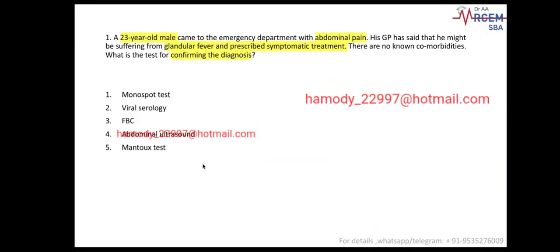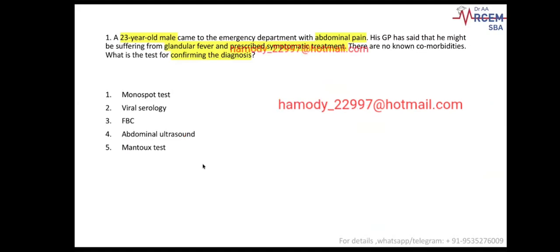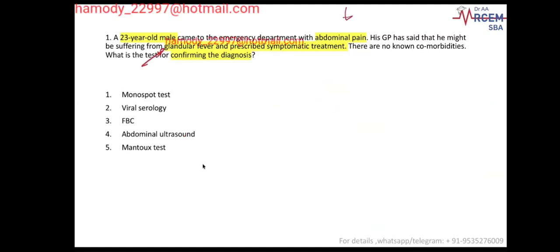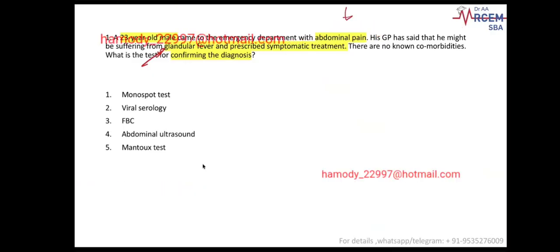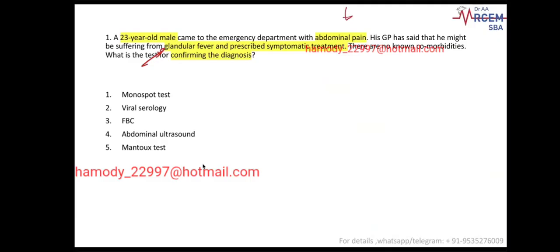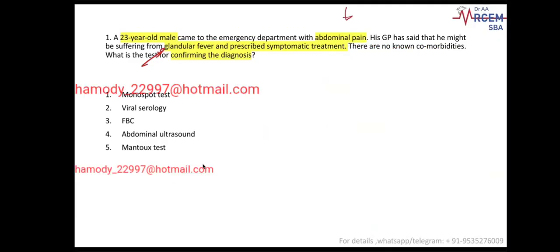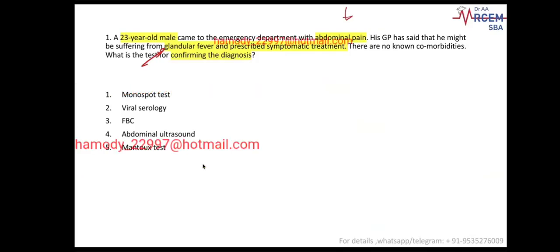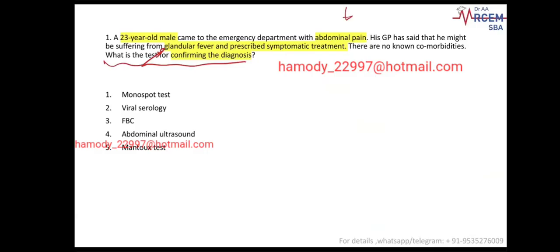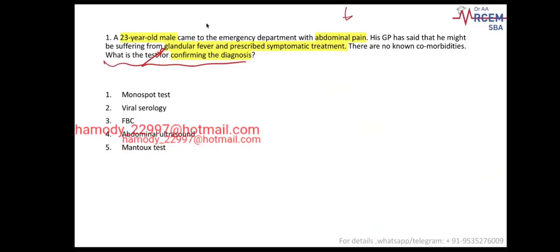A 23 year old came to the ED with abdominal pain. The GP said that he might be suffering from glandular fever and prescribed symptomatic treatment. Might be, it's not a definitive diagnosis. Confirm what test you will be using to confirm the diagnosis here. So which test will you use to confirm the diagnosis, is what they are asking here.